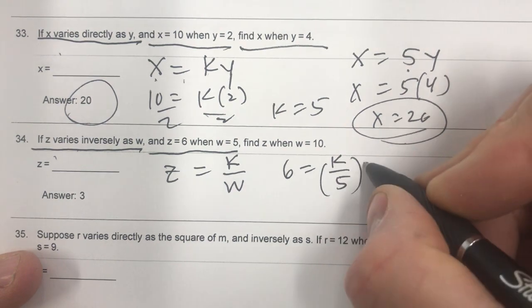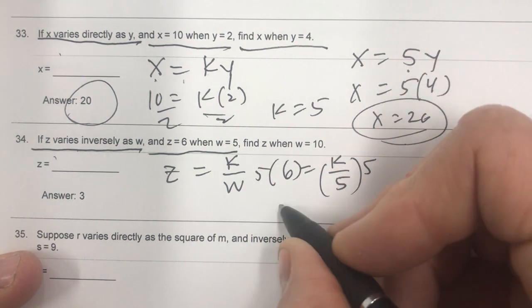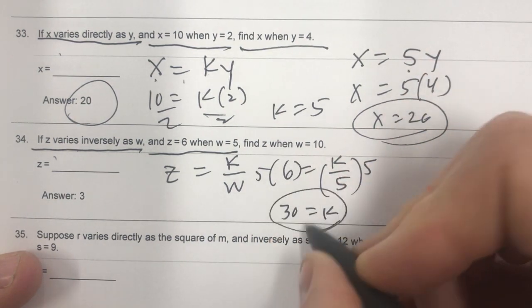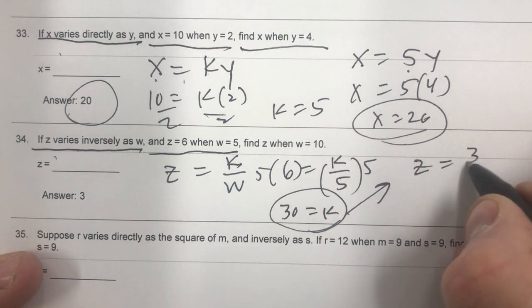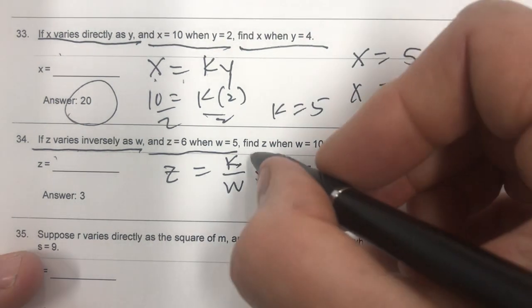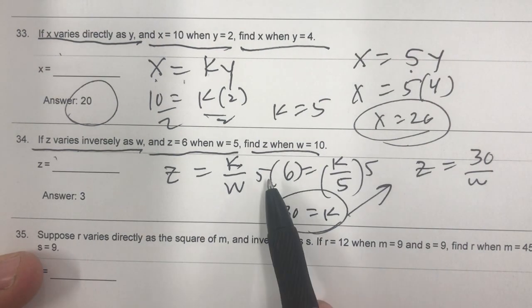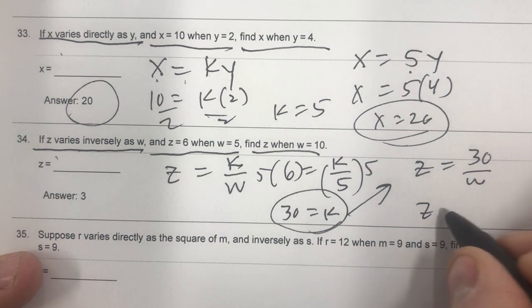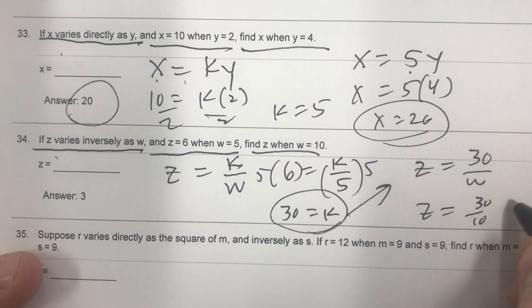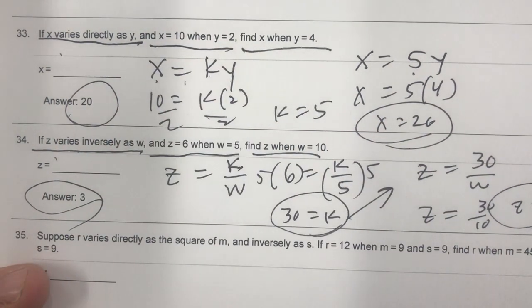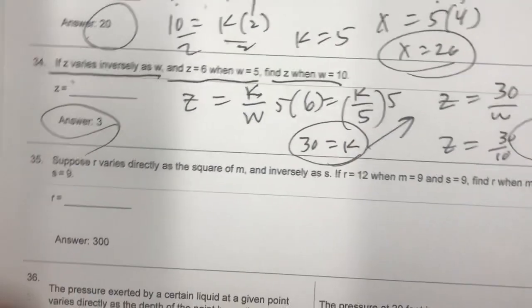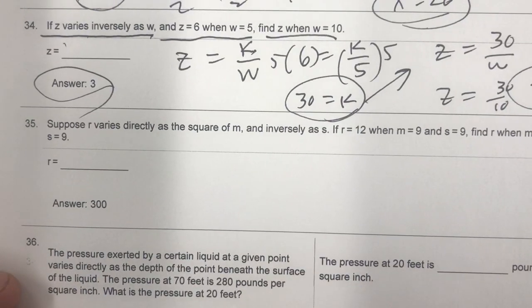Alright, so if I solve this, multiply by 5 on both sides, it looks like 30. Which means now that since k is 30, Z equals 30 divided by W. And then I go to the third part. Find Z when W is 10. 3. There you go. Alright, here, 35.